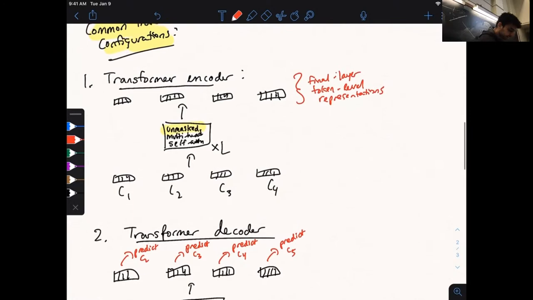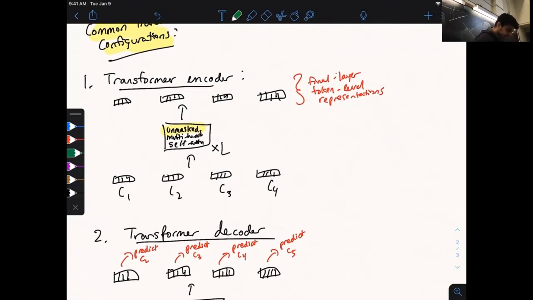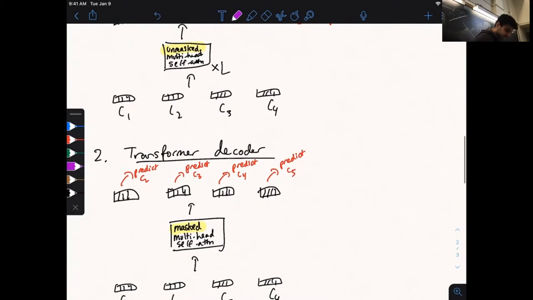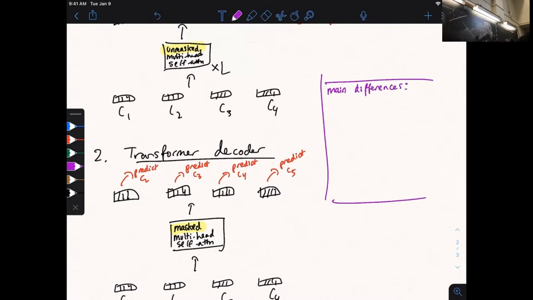So the critical difference here, maybe I'll make a little side box. Main differences: decoders can generate new text. Encoders generally cannot. Encoders observe a complete input.